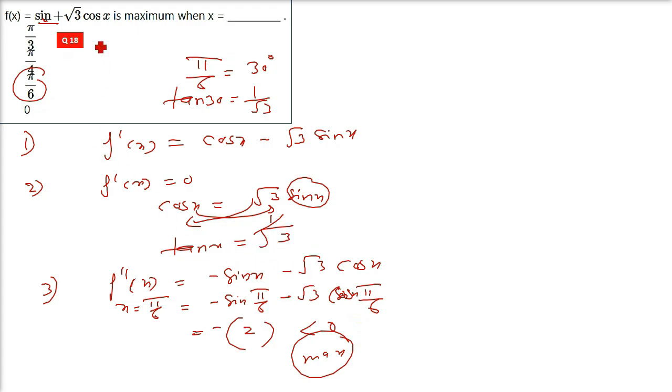Which is less than 0. You are going to get a maximum value. So this is an MCQ question, and you can just skip this third part. But if it is not an MCQ, you have to do this also.